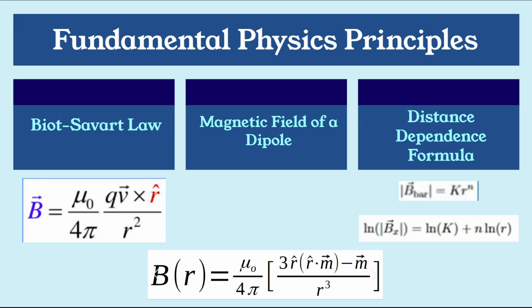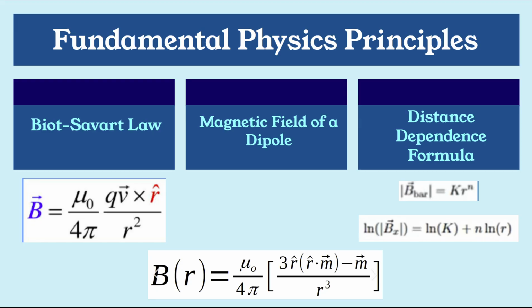Next is the magnetic field of a dipole. In this equation, mu naught is a constant, the mu vector is the magnetic dipole moment vector, r hat is a unit vector pointing away from the magnet, and r is a distance. There's a dot product in the equation, which tells us how aligned the dipole is with the direction we're measuring, and that affects the field.